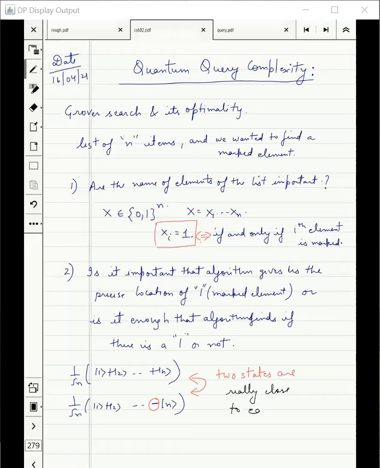And hence, it's actually not possible to distinguish them with high probability. Any measurement after any unitary, whatever you do, right? You remember what is a quantum algorithm? It will apply some unitaries and then measure. Clearly, unitaries can't change the angle between these two states.